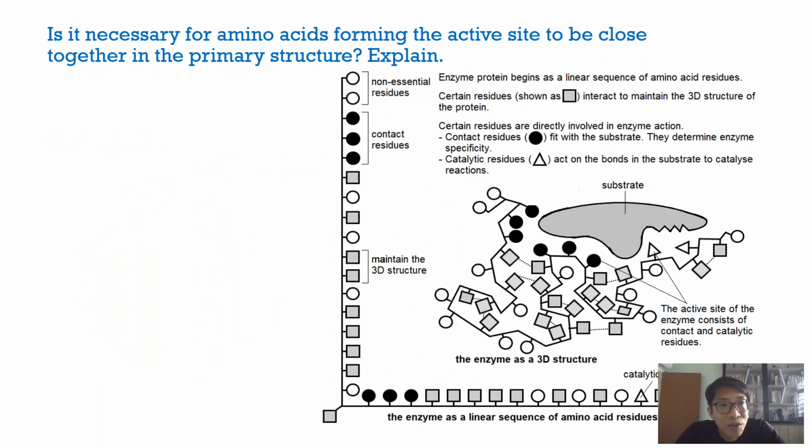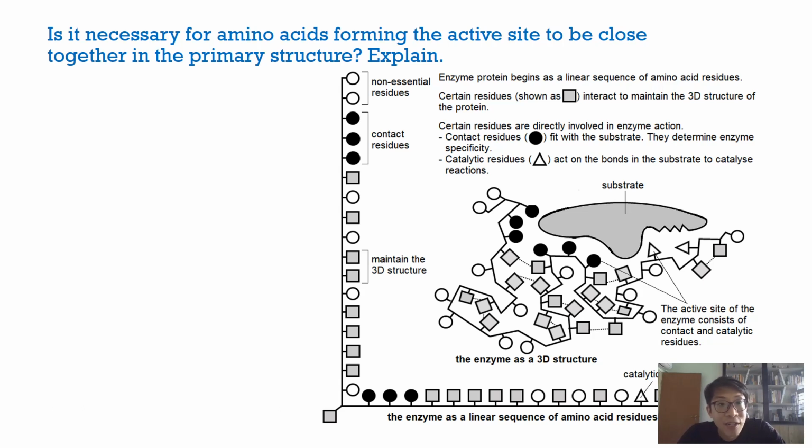Before we continue, let's look at this question. Is it necessary for amino acids forming the active site to be close together in the primary structure? Explain. You can pause the video and spend some time to think about the answer. Once you are okay, you can resume the video and I will explain the answer for you.